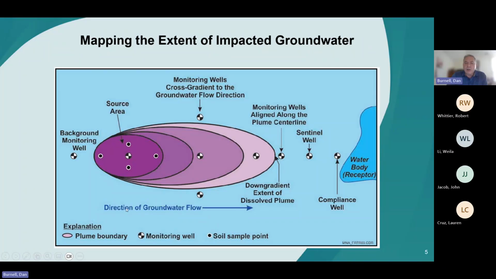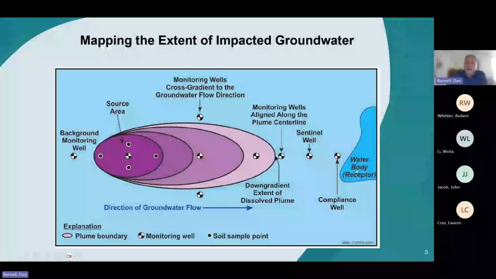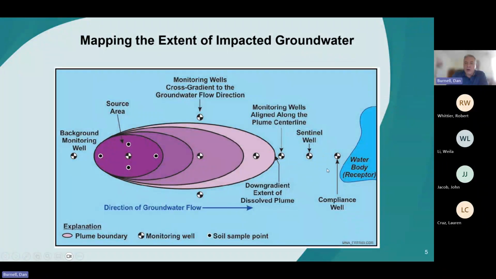We also will put some wells along the center of the plume, since the groundwater flow is in this direction and the plume is moving this way. In particular, we like to have a sentinel well and also a compliance well to protect any down gradient receptors, such as water supply wells or even surface water.